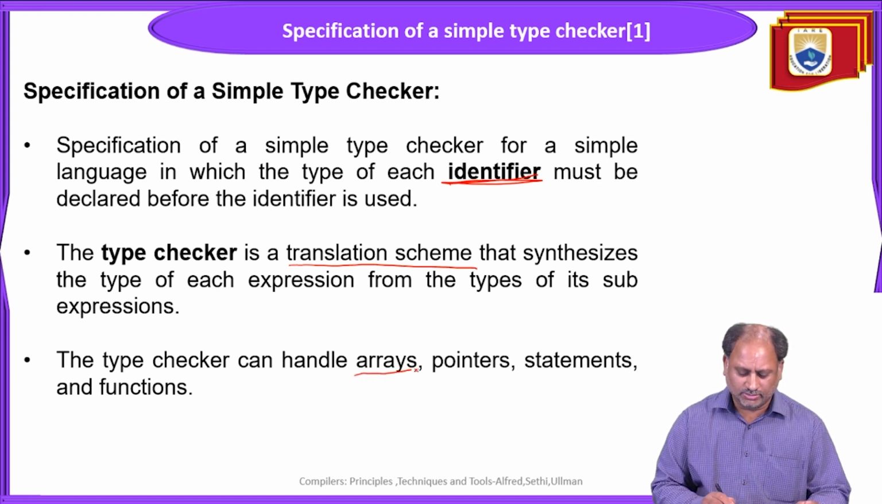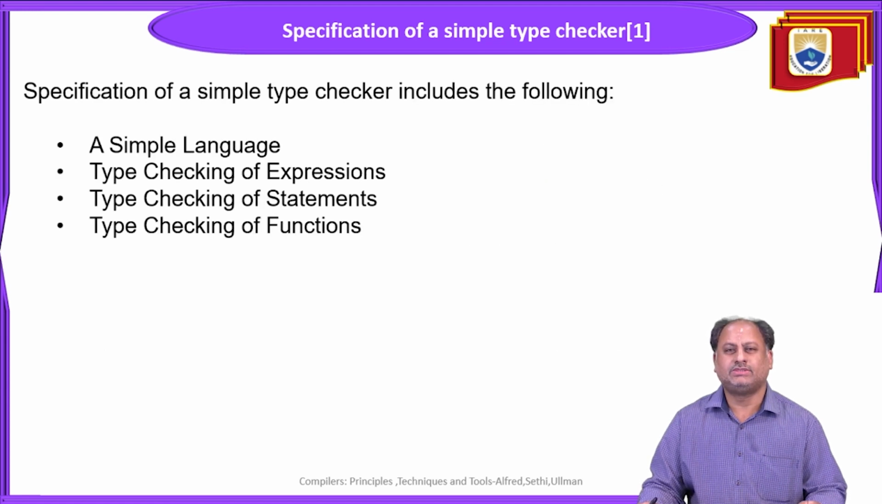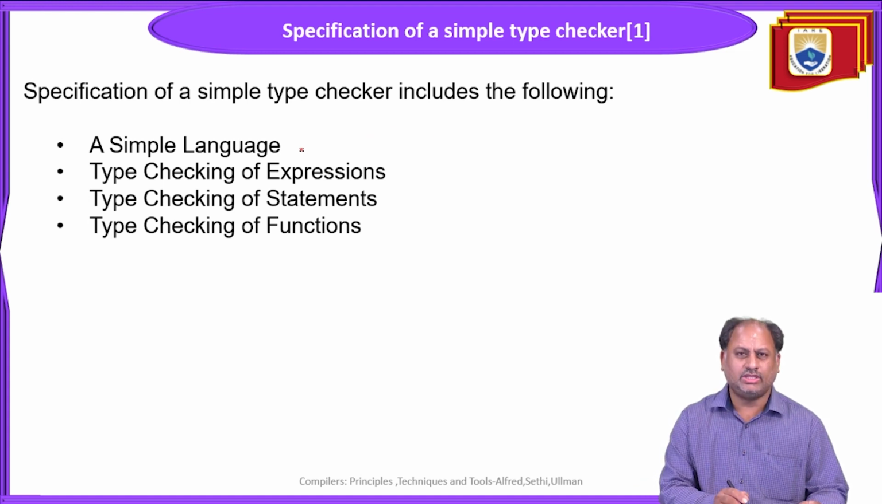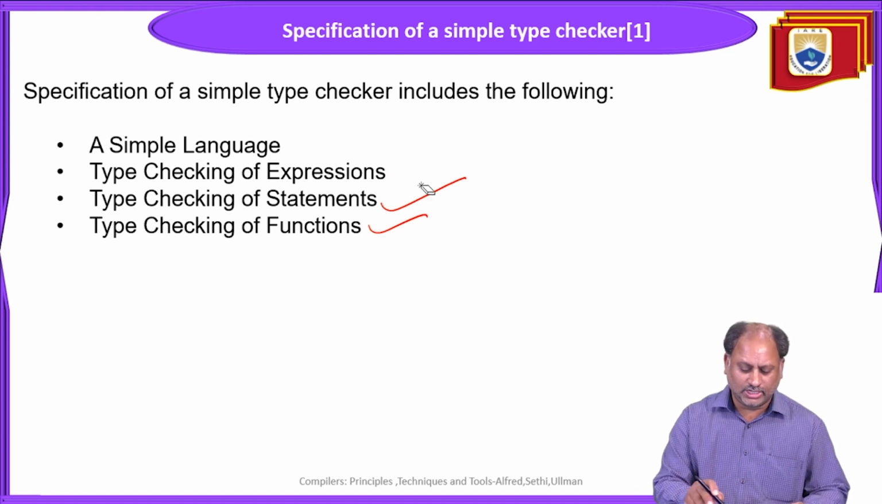It can be implemented with arrays, pointers, statements, and functions. The specification of a simple type checker includes the following things: a simple language, type checking for expressions, type checking for statements, and type checking for functions. We'll see each one by one. The first one is a simple language.